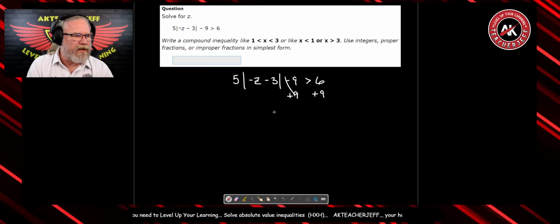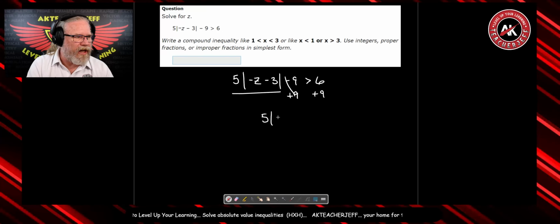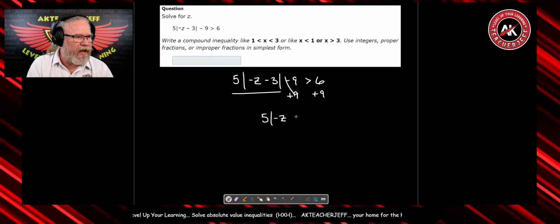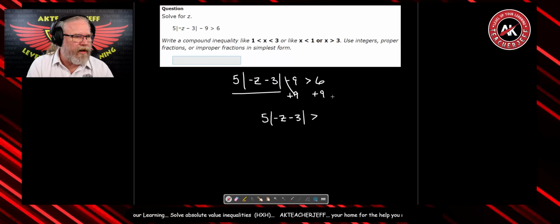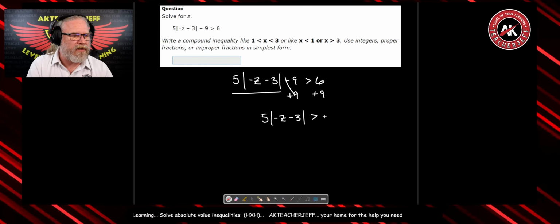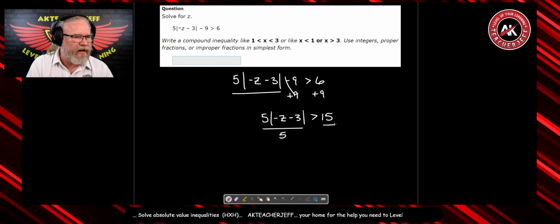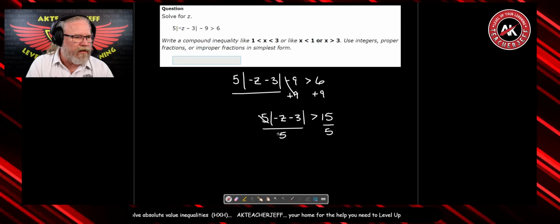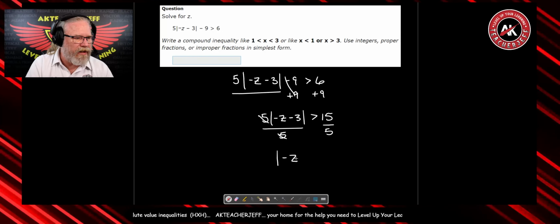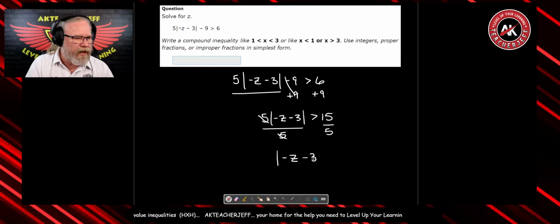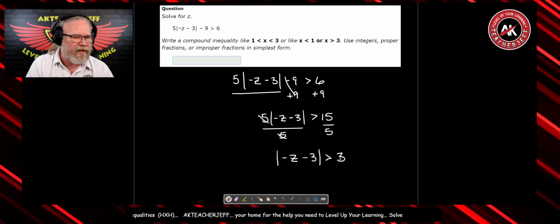Those 9s would cancel each other, leaving us with what's left up here, which is 5 times absolute value of negative z minus 3, greater than, and 6 plus 9 is 15. That's going to work out real nice because now we need to divide by 5, right? What we do to one side, do to the other. Those 5s cancel each other, leaving us with absolute value of negative z minus 3 greater than, and 15 divided by 5 is 3.